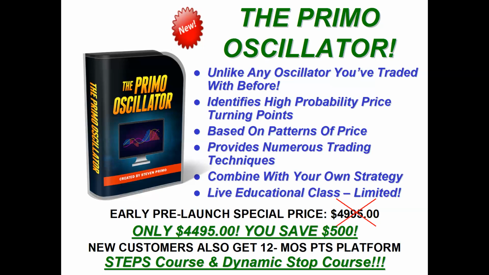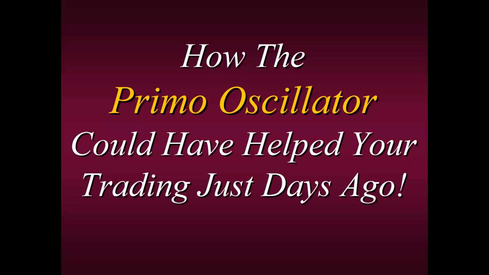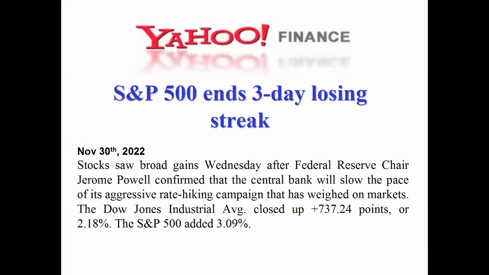All right. Now, if you're still not convinced, I want to show you how the Primo Oscillator could have helped your trading just days ago. These are things that happened within the last week or two, some within the last few days. For example, this was announced at the end of November, just less than 2 weeks ago. Okay, the S&P 500 ends a 3-day losing streak.